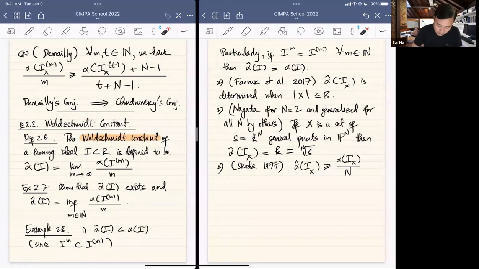So let me rephrase, just to keep things in context, let me rephrase Nagata, Chudnovsky, and Iarrobino's conjecture in terms of alpha hat. Okay, so Nagata and Iarrobino.